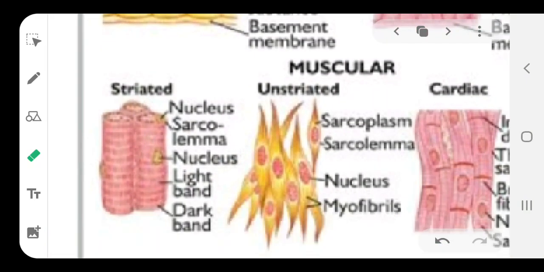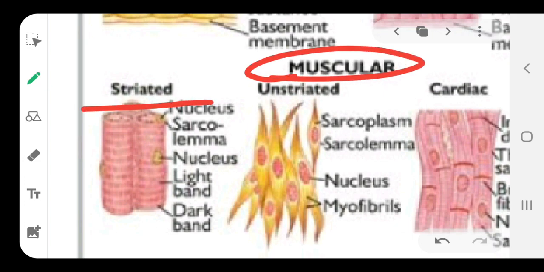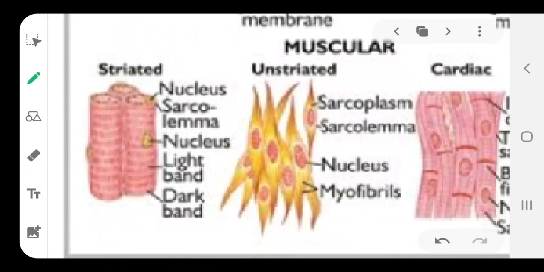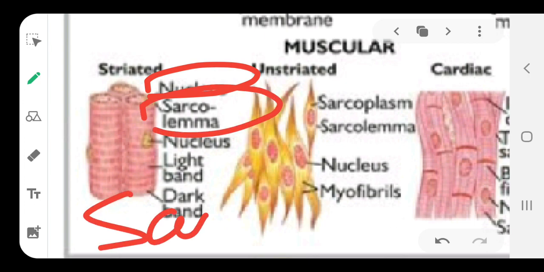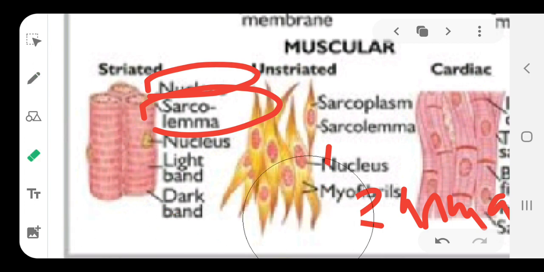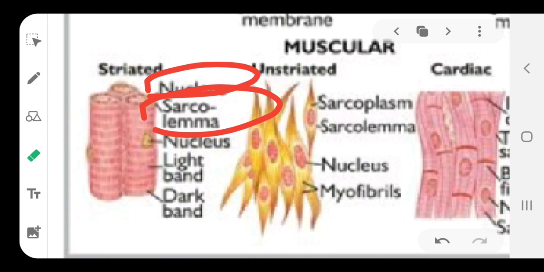Now the second tissue was muscular. In that muscular tissue, as I've told you, there are three types: striated, unstriated, and cardiac. In these three types, first we see the striated. Again they have a nucleus. Every cell has a nucleus, and they have a membrane called sarcolemma. So write down the word sarcolemma, because they have a cytoplasm referred to as sarcoplasm in this muscular tissue, and this sarcolemma bounds it.